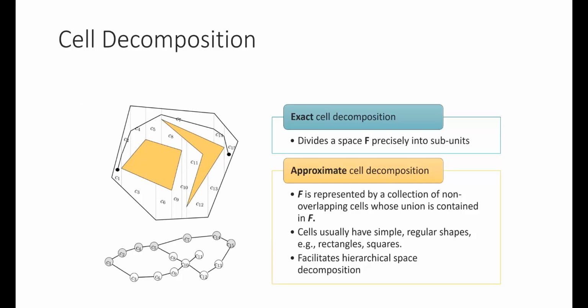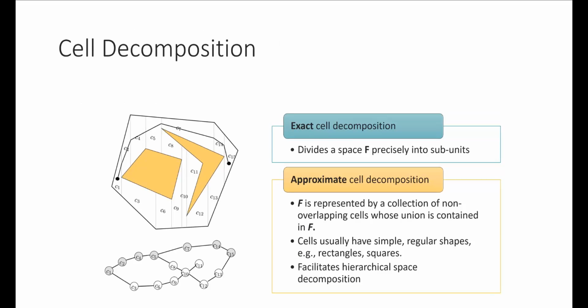And so from a more rigorous definition, we have two types of cell decomposition algorithms. One is exact cell decomposition, which divides our space precisely into some kind of representation of the space. Otherwise, we have approximate cell decomposition. We'll still usually have regular shapes like rectangles or squares, but we're willing to sacrifice some fidelity in our model in order to get some more convenient representation out.